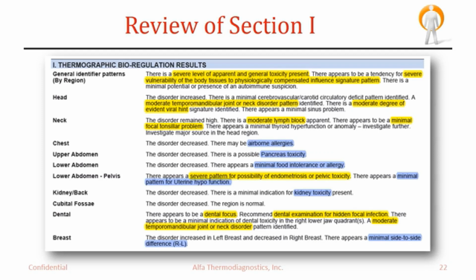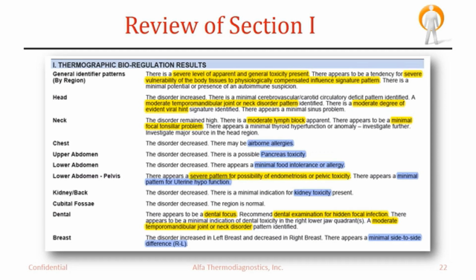Do you happen to know if she's doing that? I get the feeling she's struggling. I think that she may be trying, but they're not doing it wholeheartedly. But I will definitely bring that up. Okay. So then there appears a severe pattern. Remember, that's one that we're going to underline for endometriosis or pelvic toxicity.